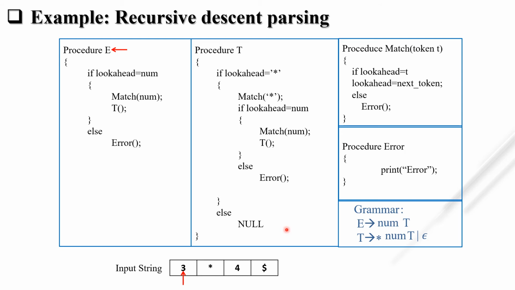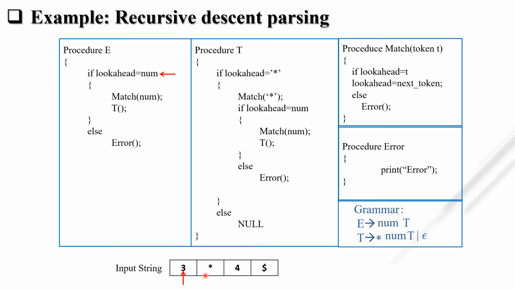Suppose our string is 3 * 4 and this dollar we keep for the end marker of the input string. Okay, that is the end of the input string. So according to top-down parsing, we always start with the starting symbol. What is our starting symbol here? Capital E. So we start with E. We have a lookahead pointer.